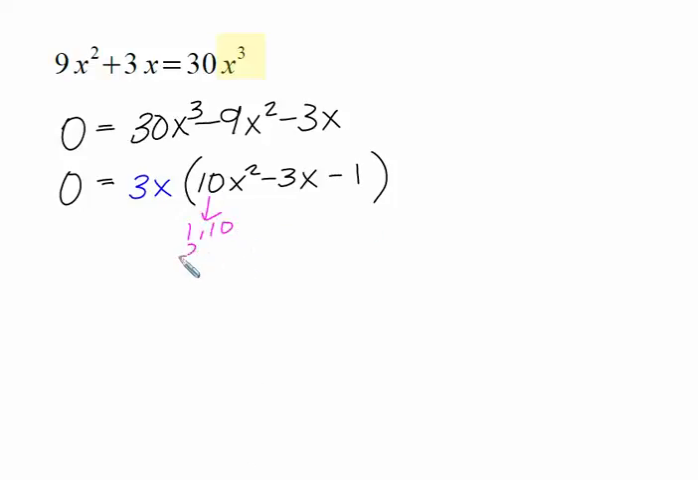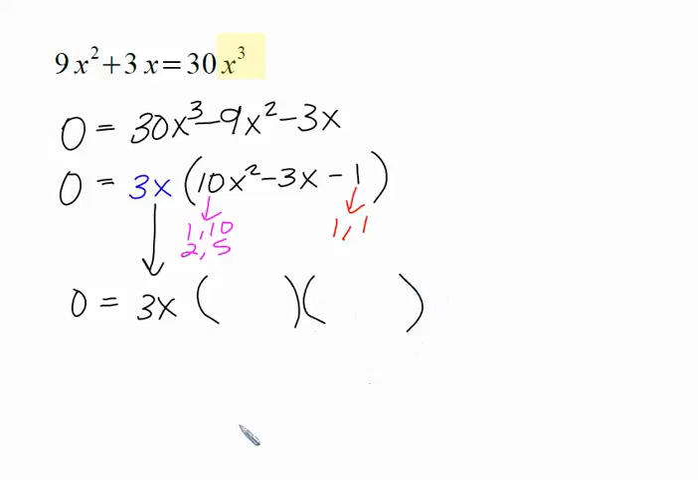So the factors of 10 could either be 1 and 10 or 2 and 5. The factors of 1 are pretty simple. It's always nice when that pops up. Don't forget to carry your greatest common factor along for the ride, so bring that 3x down. Then, we're trying to figure out how to pair these up.